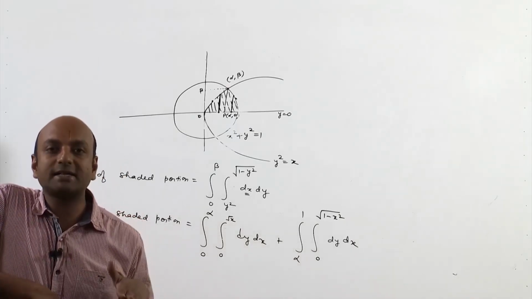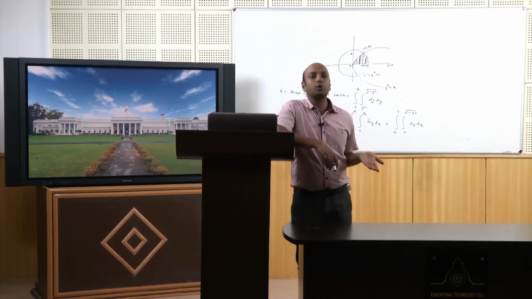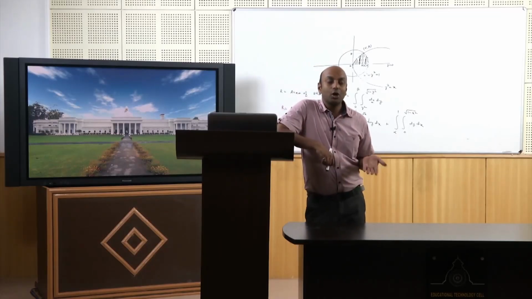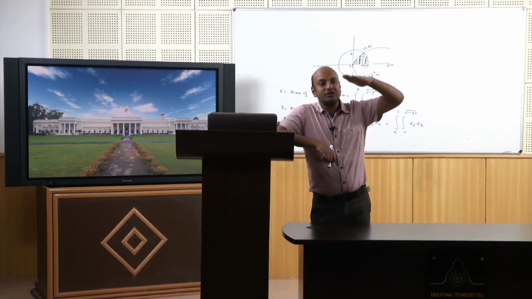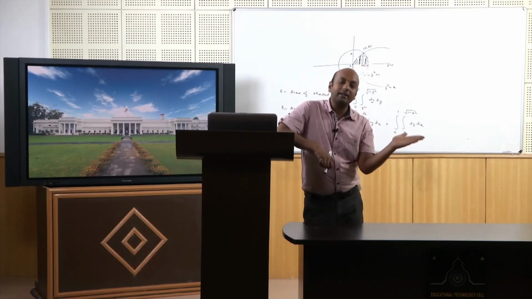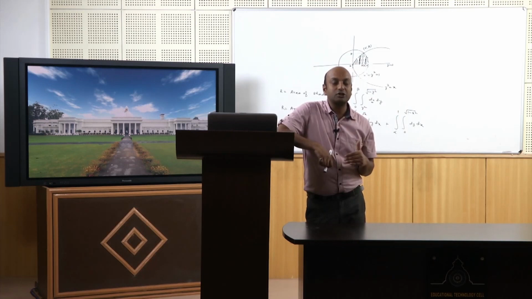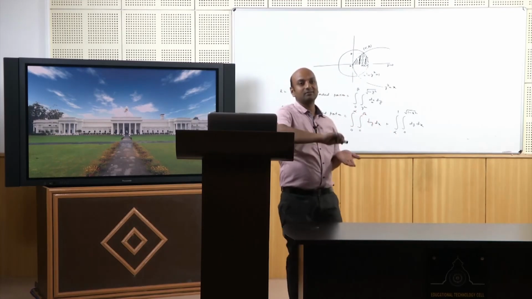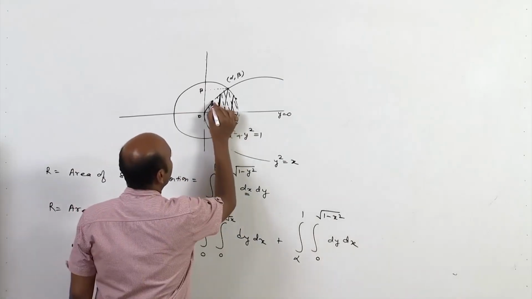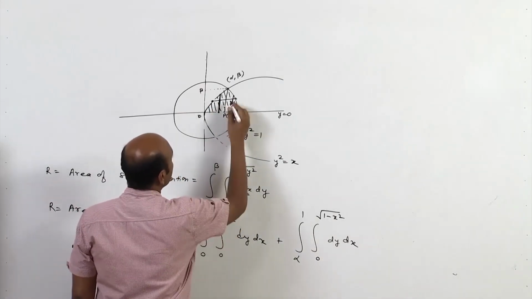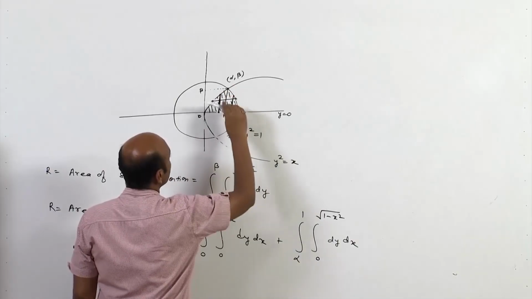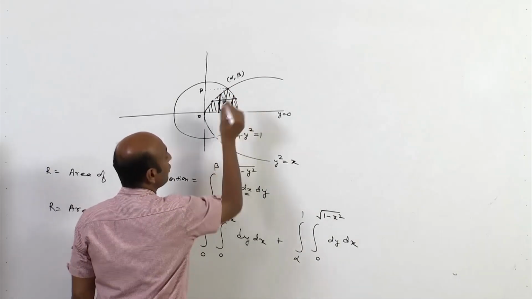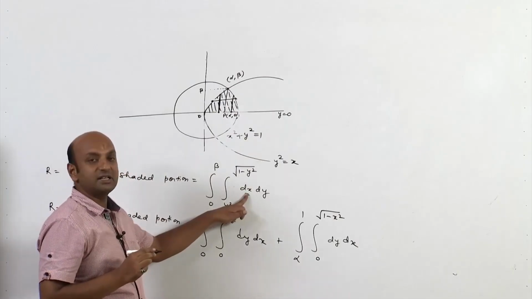So, whenever you take a strip either parallel to x axis or parallel to y axis, you move that strip in the entire region. If the lower and the upper bound of the region is not changing, we do not need to split the region. If it is changing, then we have to split the region. In the same way, if we take a strip parallel to x axis for this portion and move this strip in the region, the lower and the upper curve are not changing. So, there is no need to split the region.